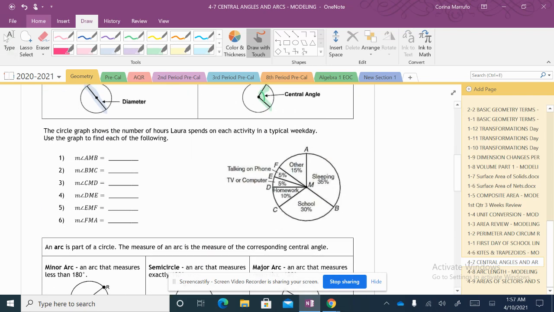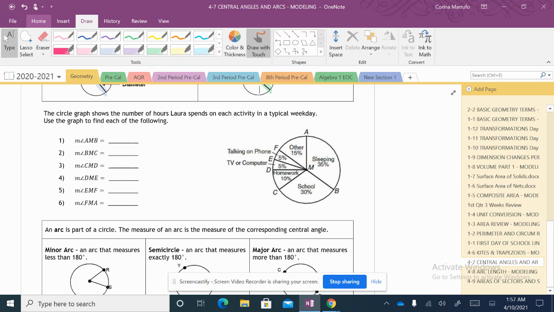All right. The circle graph shows the number of hours Laura spends on each activity in a typical weekday. Use the graph to find each of the following. So this is her typical weekday. She sleeps, she goes to school, she does her homework, she gets on the computer, she talks on the phone, and she does other stuff. The sleeping is 35%. The school is 30%, homework, and so on.